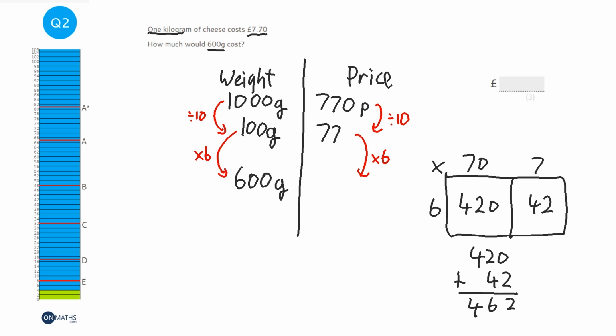264. So it's 462 pence. But in pounds, it would be £4.62. Last thing, just check it makes sense. Well, we've got just over half, so therefore the price is just over half. So it looks good to me.